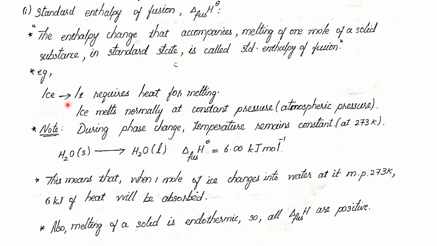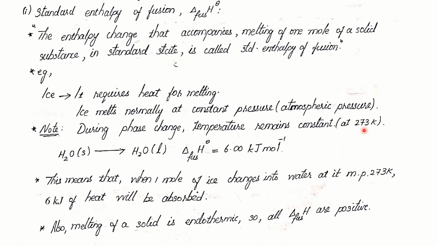For example, let us take the case of ice. We know that ice requires heat for melting, and ice absorbs heat energy from the surroundings in order to melt. We also know that ice melts at constant pressure. Note that 1 mole of ice undergoes phase transition to the liquid state at constant temperature. That is, both freezing point and melting point of ice are the same, which is equal to 0 degree Celsius, that is 273 Kelvin in the Kelvin scale.